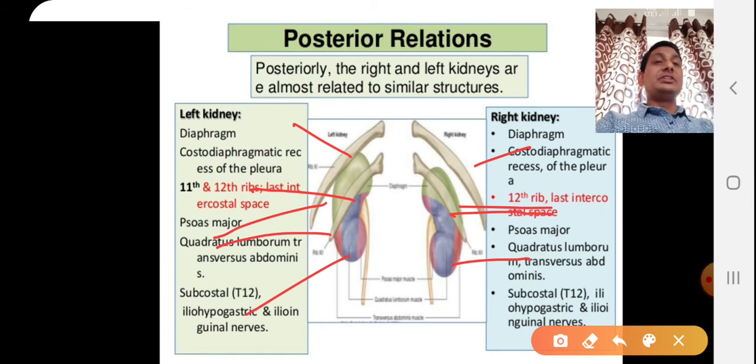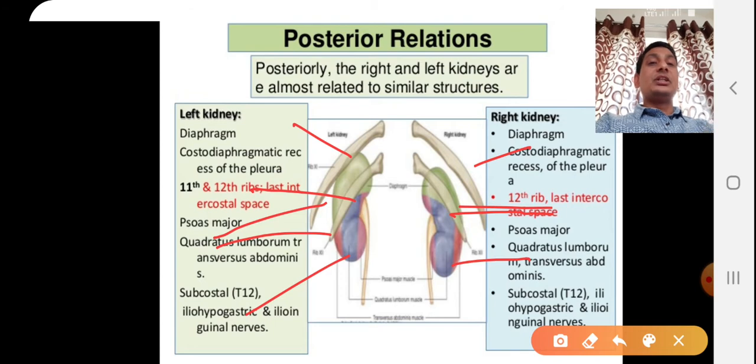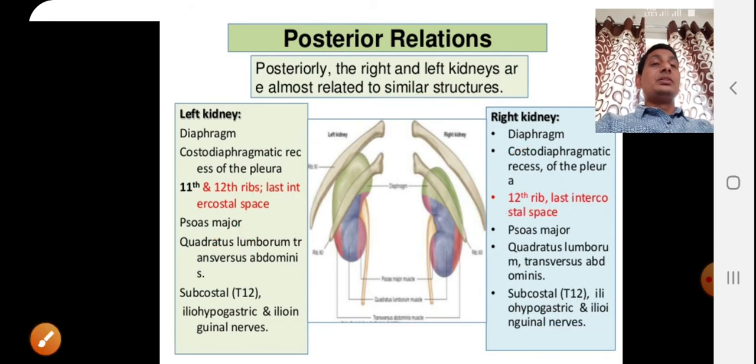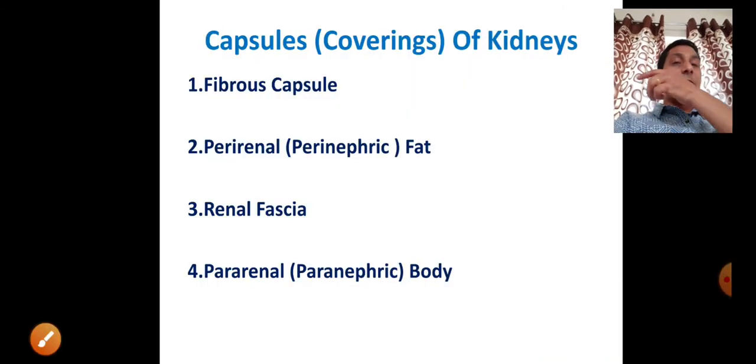These are the relations. The right kidney is posteriorly related with the diaphragm, then the 12th rib, psoas major, quadratus lumborum, transverse abdominis muscle, subcostal vessel, subcostal nerve, iliohypogastric nerve, ilioinguinal nerve. The left kidney is related with the left diaphragm, 11th and 12th ribs, psoas major, quadratus lumborum, transverse abdominis, subcostal vessel, subcostal, iliohypogastric, and ilioinguinal nerves. These are the posterior relations of the kidney.